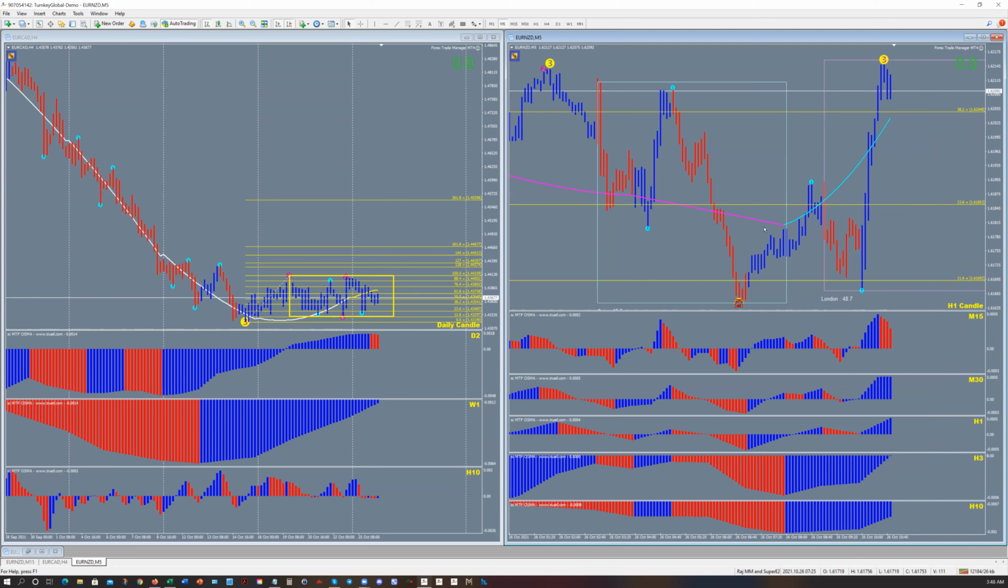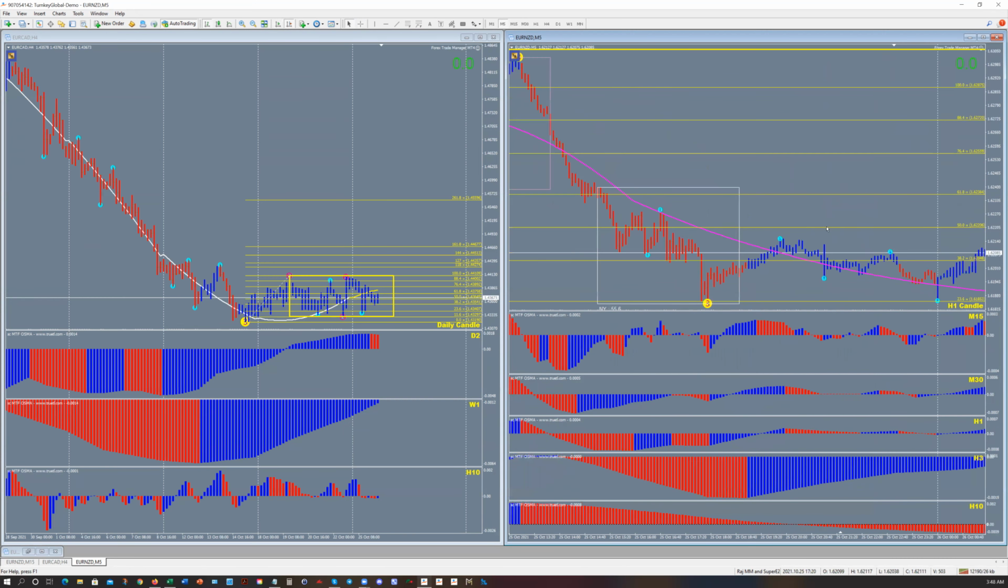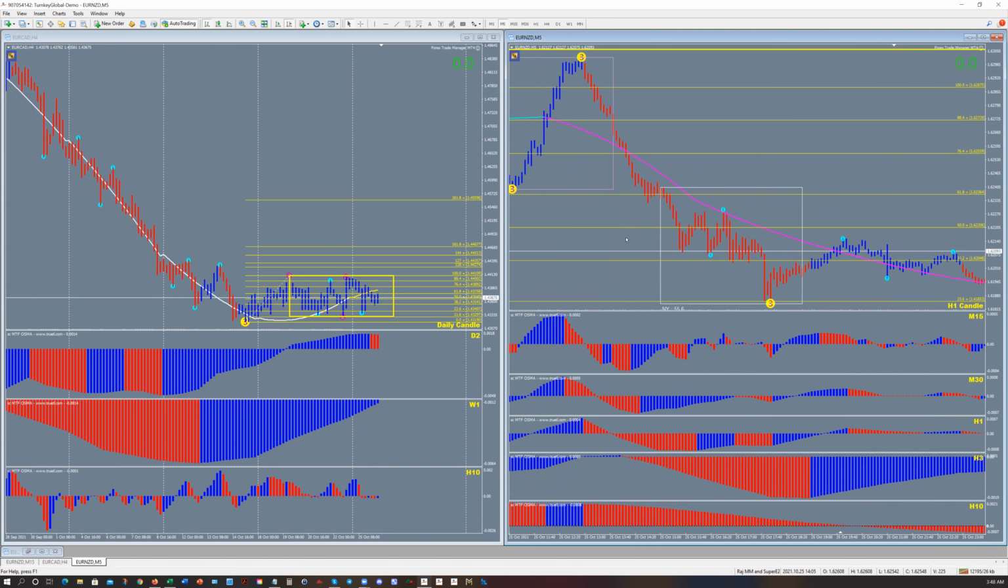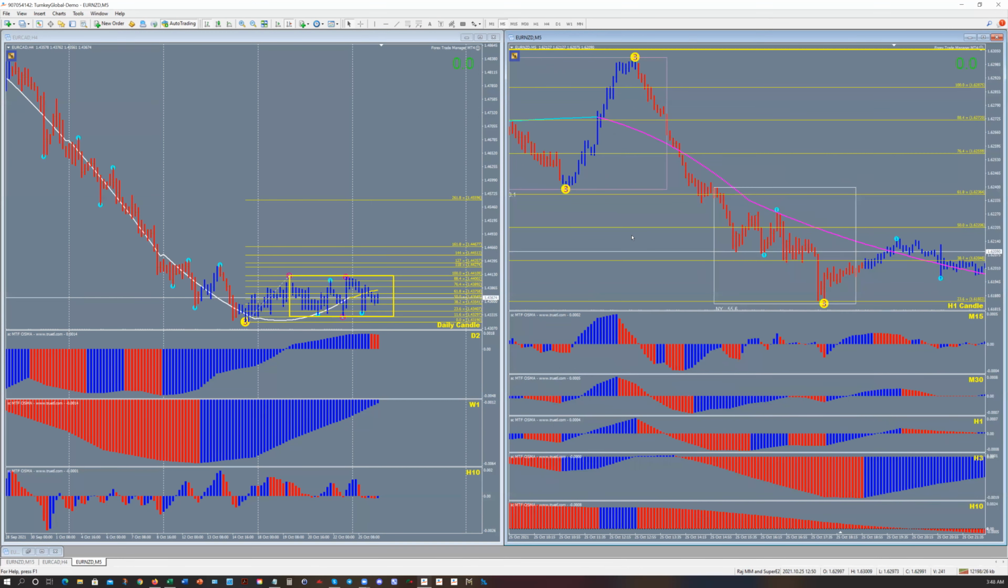This is what Len was saying the other day. 1, 2, 3, boom. That's pure technical, and then you got taken out. Do you always wait for the third? Well, you're not always waiting for the 1, 2, 3. Here we didn't wait for the 1, 2, 3. We just took an entry.